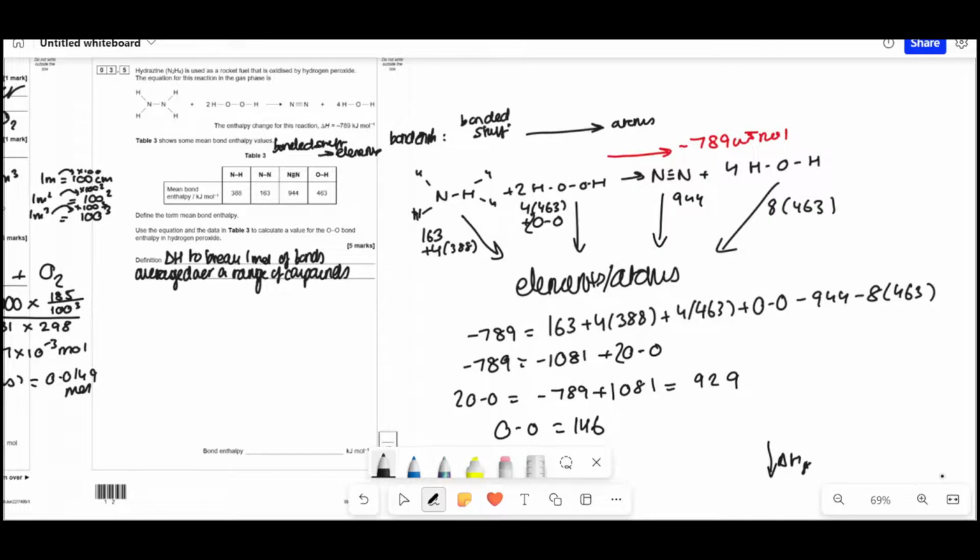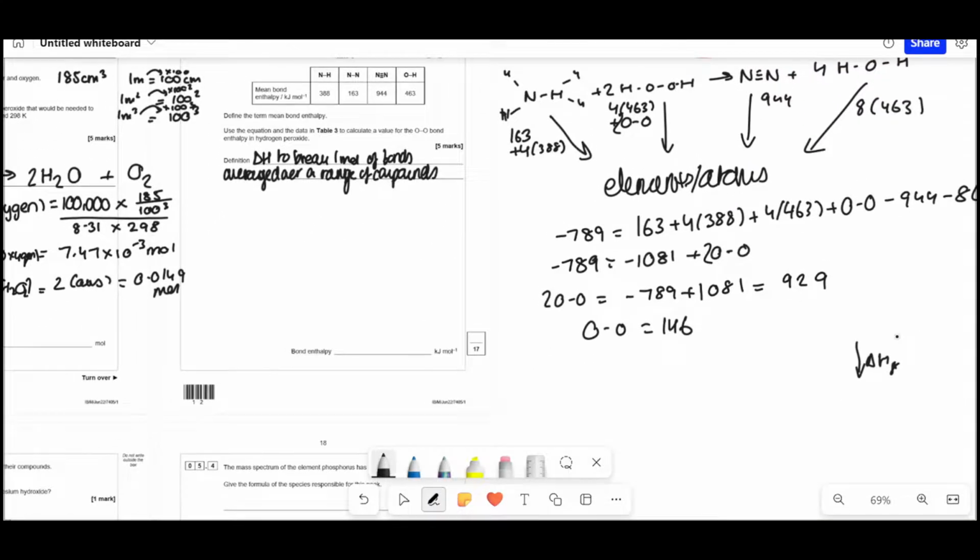So if you start and finish at the same point, you get the same thing. That's why this stuff works. So Hess's law, please, if you can, because it literally never fails you, no matter what you do.